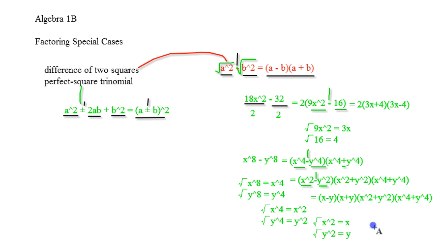There we go. So you're going to end up with x minus y times x plus y times x squared plus y squared times x to the 4th plus y to the 4th. And that is just that one simple little two-term binomial separated into all of its glorious factors. So if I were to multiply all these, I would get x to the 8th minus y to the 8th. And that's a really cool thing about it.